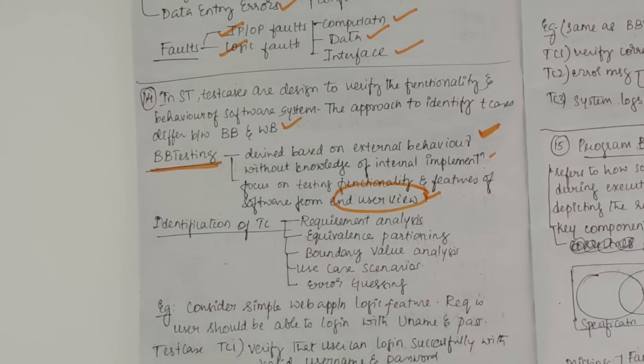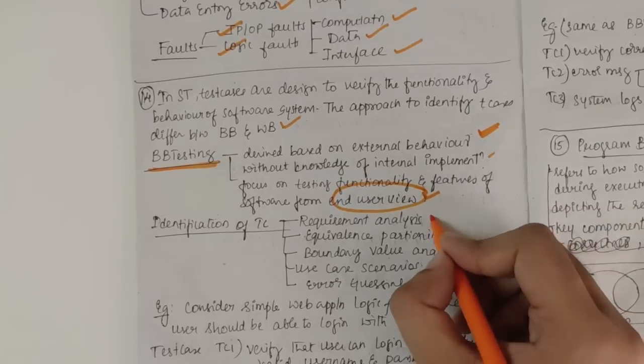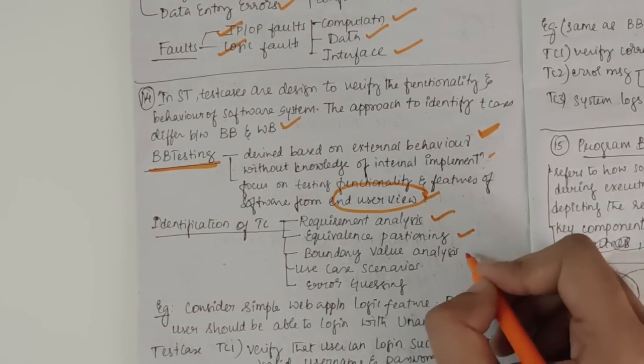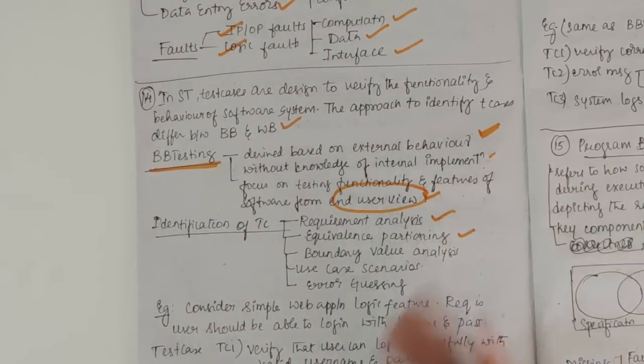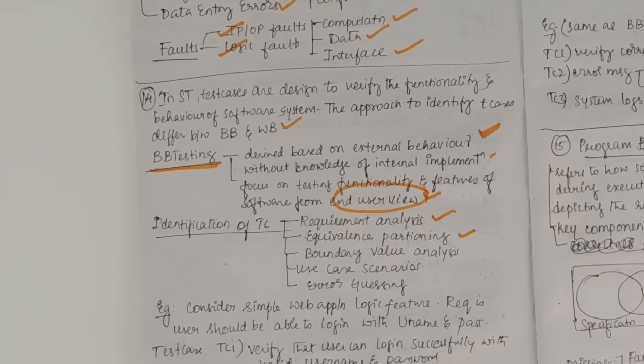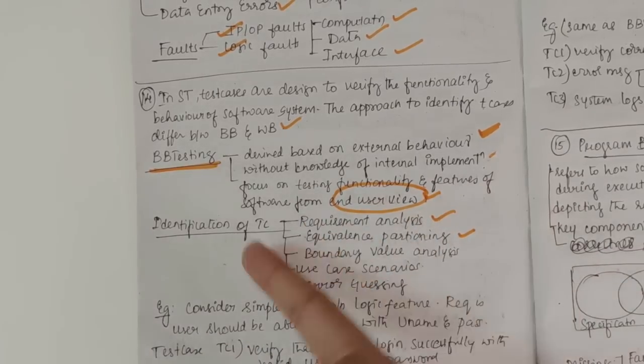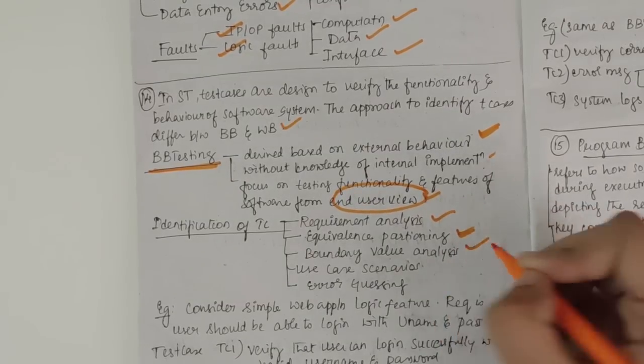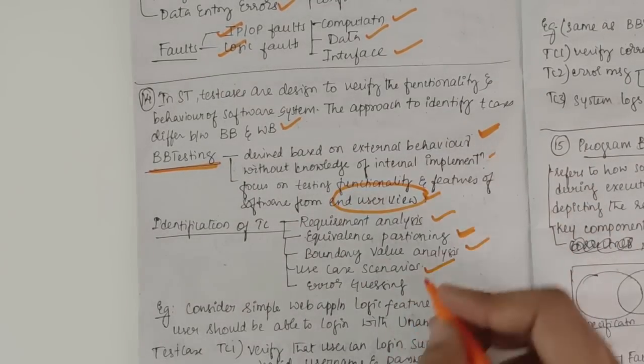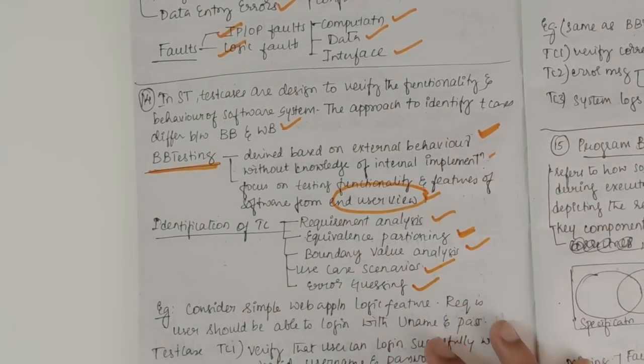How will we identify the test cases? We'll identify the test cases by requirement analysis, equivalence partitioning. How will we perform testing? They have specified here requirement analysis. From requirement analysis, we can do equivalence partitioning, boundary value analysis, use case scenarios could be used, and then error guessing can also be done.